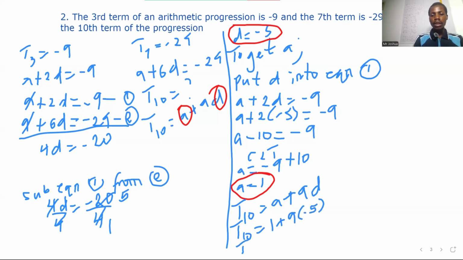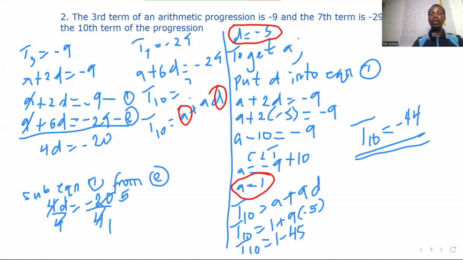So we can have T10 equals 1 plus times minus gives us minus. 9 times 5 gives us 45. So T10 will be equals what? 1 minus 45 is going to give us what? Minus 44. And this will be our final answer for this question.